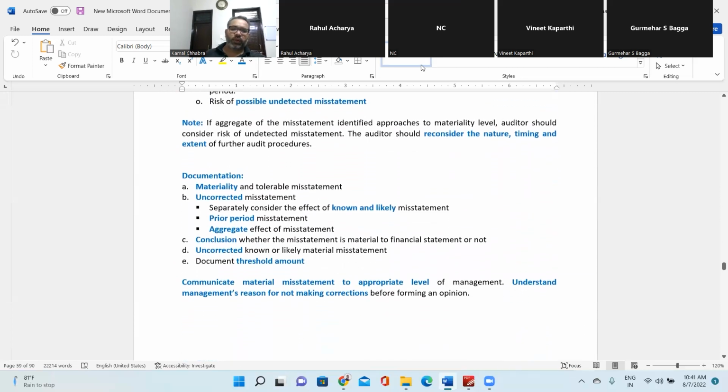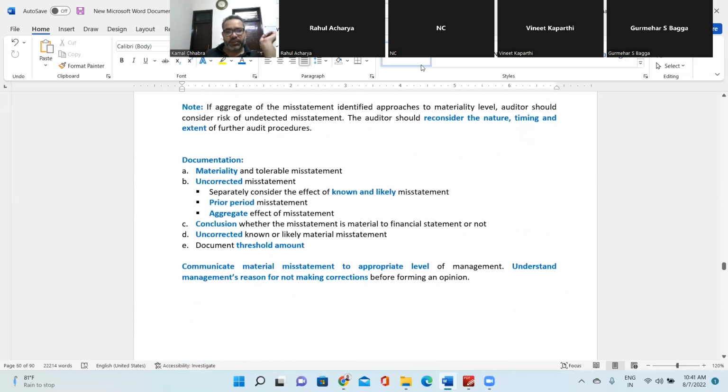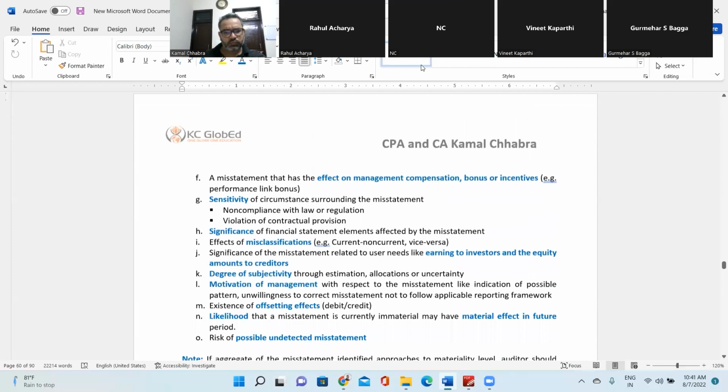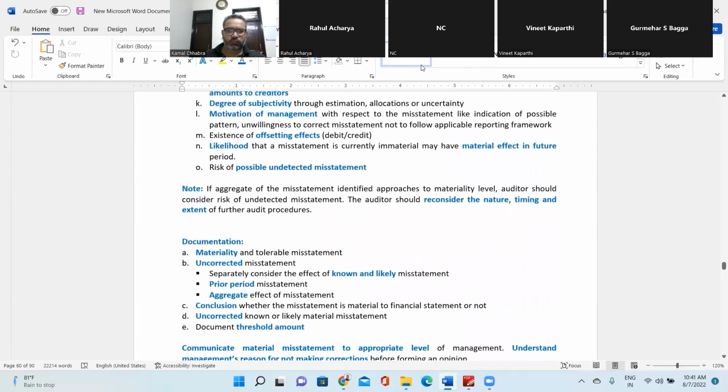If you see the note over here, if aggregate of misstatement. A question, the second last point: likelihood that misstatement is currently immaterial may have a material effect in future period. Any example of this that you have seen practically?